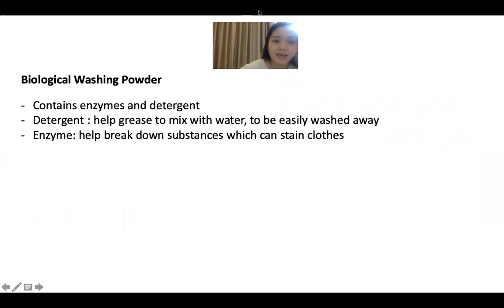Okay, the next thing is enzymes, using enzymes like a biological washing powder. The washing powder that you use contains enzyme and detergent. What is detergent? Detergent is a substance that helps the oily things, the grease, to mix with water, so you can easily wash things away. And the enzyme is the part that helps to break down substances which can stain clothes, like oil stain, blood stain, things like that.